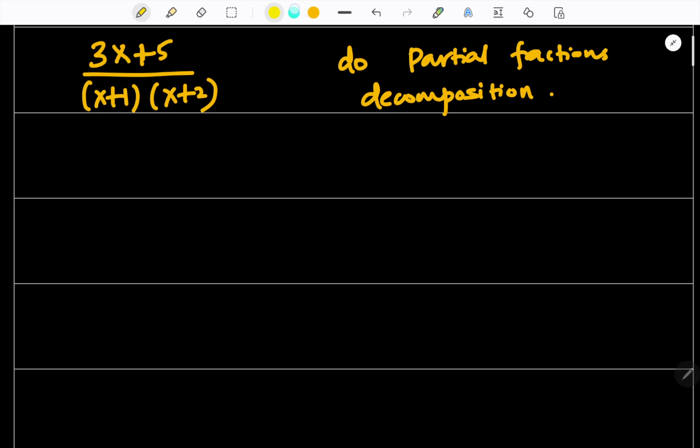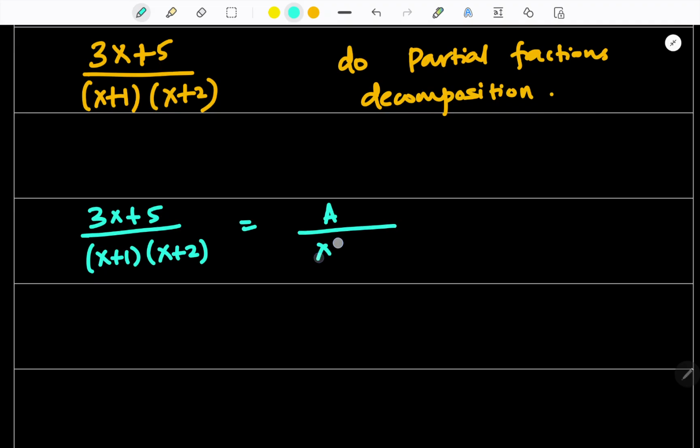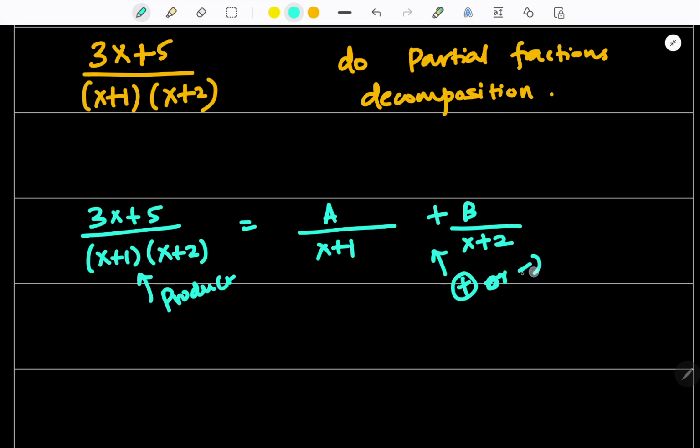Usually what we do, we write (3x plus 5) divided by (x plus 1)(x plus 2) as a divided by (x plus 1) plus b divided by (x plus 2). The main purpose of partial fractions is that the product form, we make it as plus or minus. Why do we do like this? So that when you are doing the integration, the part will be very easy to integrate. Whenever a product, integration is a little difficult, but when you make it as plus or minus, the integration will be easy for you.